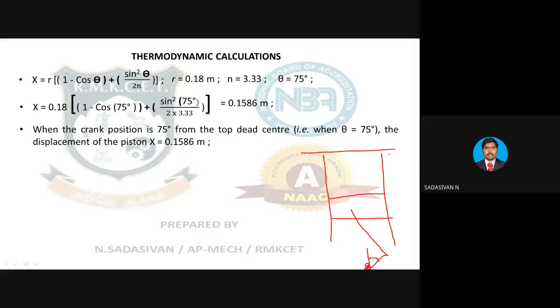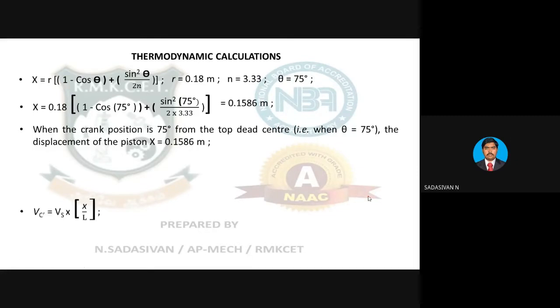What is the value of this length? This is x, which you have found out using this relationship. So it is 0.1586, that is 158.6 millimeter, this distance. Now with this length I can find out the volume, correct? Pi by 4 d square into x, 0.1586. If I know that volume, then I can calculate the pressure using the isothermal relationship. With that pressure I can find the load on the piston. Okay, that is the idea.